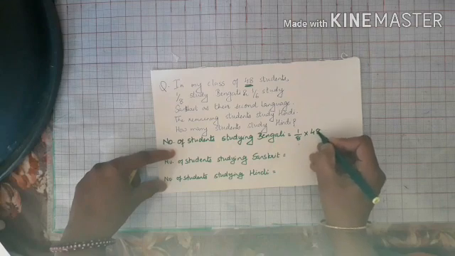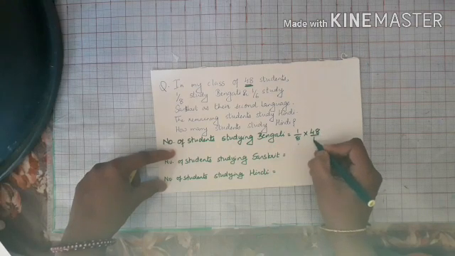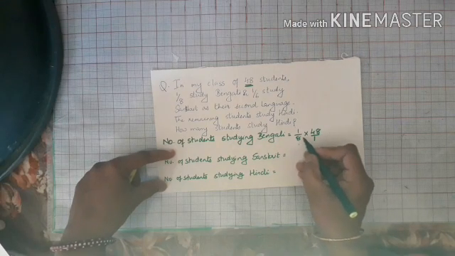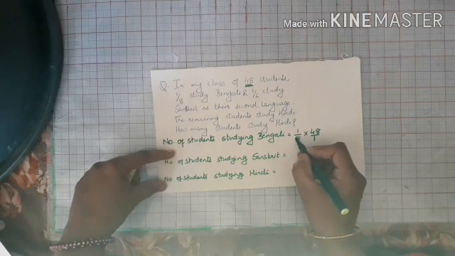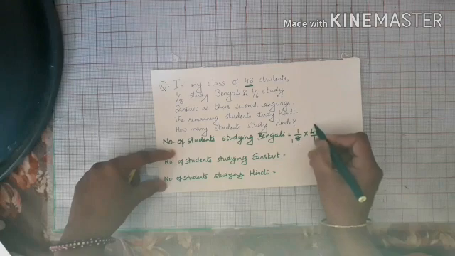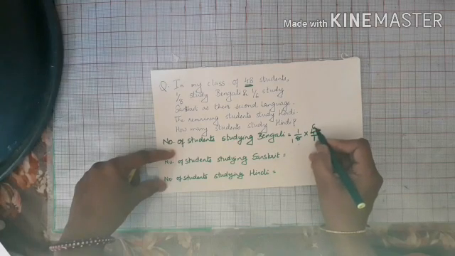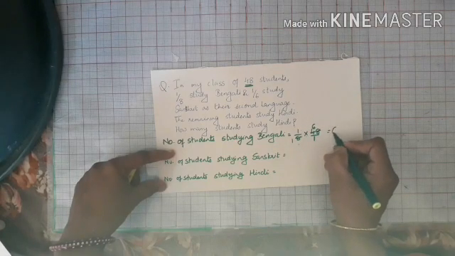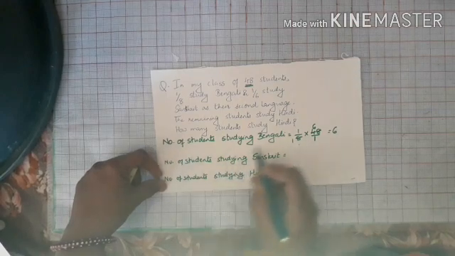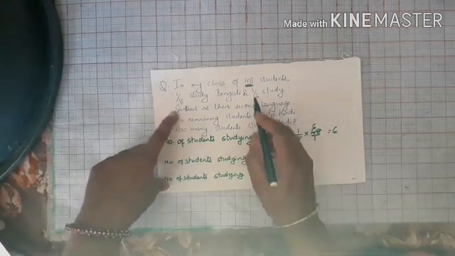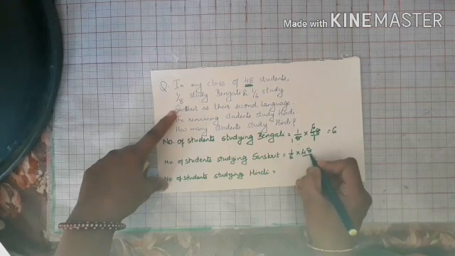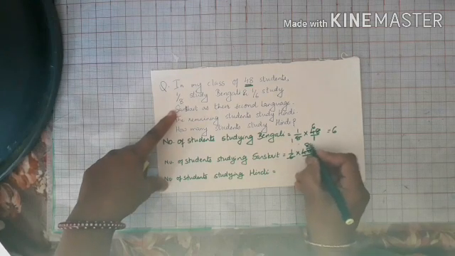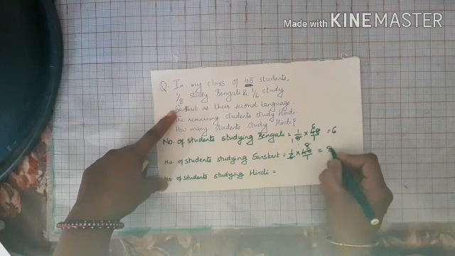Nothing is there in the denominator, so I will write 1 for convenience. 8 and 48 both come in the 8 table. 8 ones are 8, 8 sixes are 48, and so 6. Now, the number of students studying Sanskrit is 1 by 6 of 48. So 6 eights are 48, so 8.